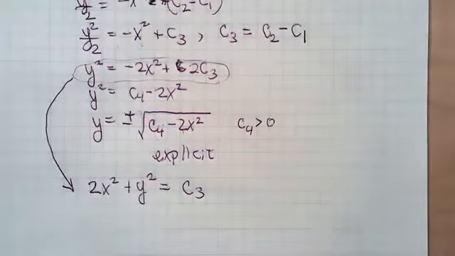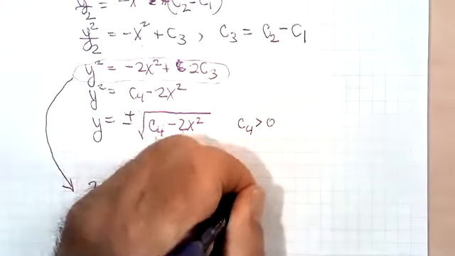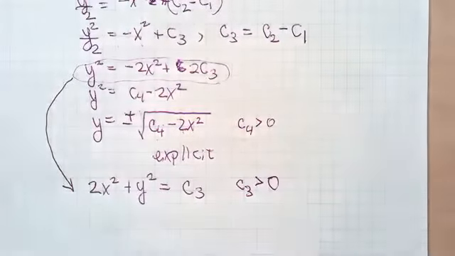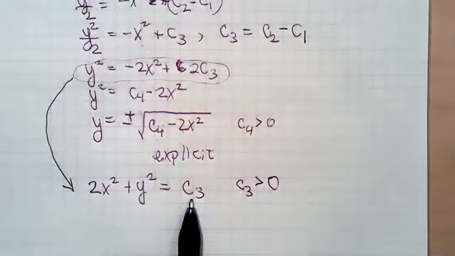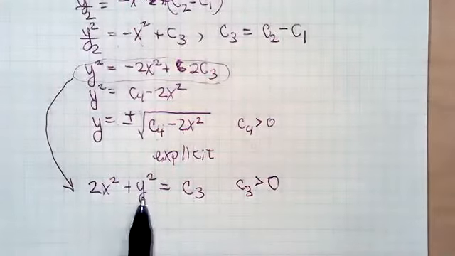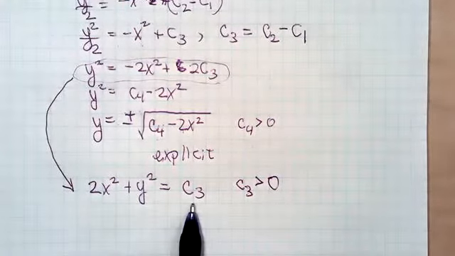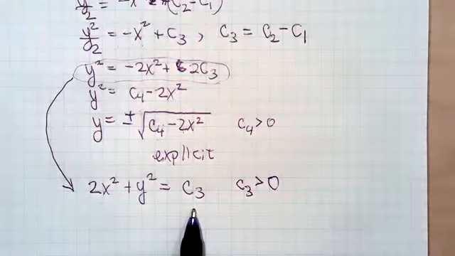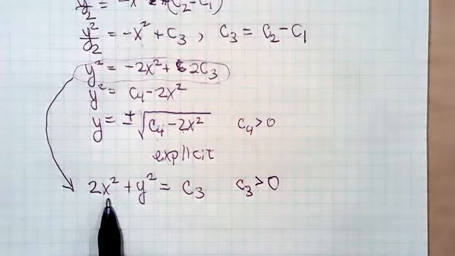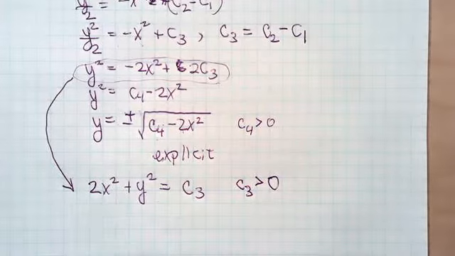And once again, you can see that this is only interesting when C3 is strictly positive, because if it were negative, you can't add up two squares and get something negative. There'd just be an empty set that this represents. And if you made it 0, well, then its graph is the single point, which is the point at the origin, 0, 0. So positive is the only interesting thing.